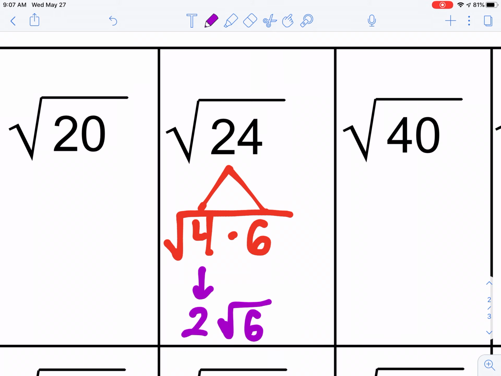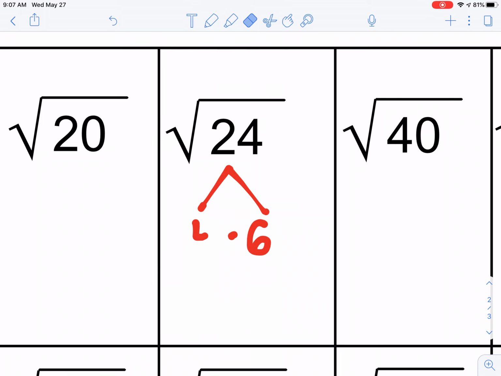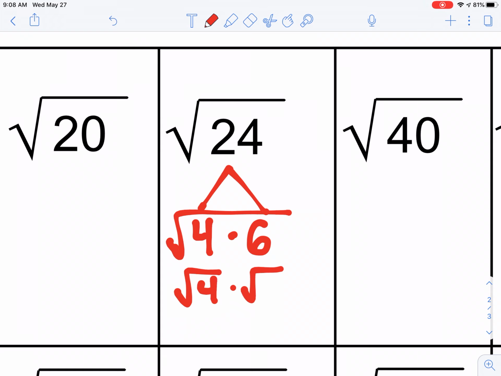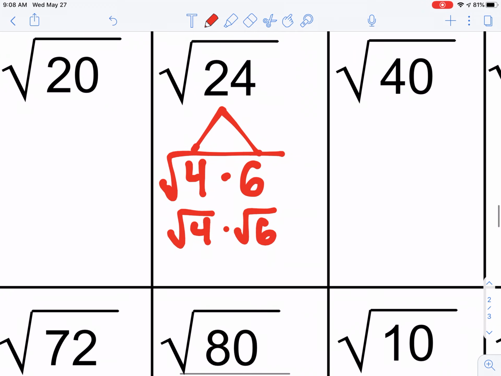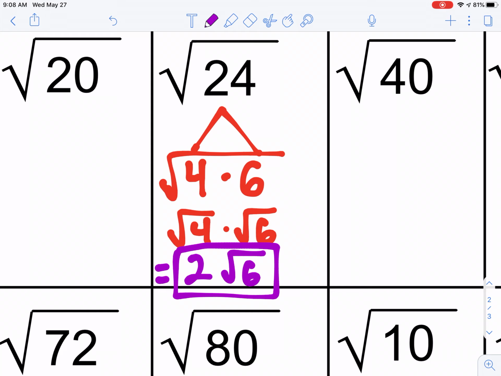Another way of doing it is we could rewrite, instead of writing square root of 4 times 6, we could rewrite this as square root of 4 times square root of 6. That's technically the correct step to write. And then the square root of 4 becomes a 2. The square root of 6 just stays square root of 6, because you cannot square root 6. It's not a perfect square. So the square root of 24 simplifies into 2 root 6.